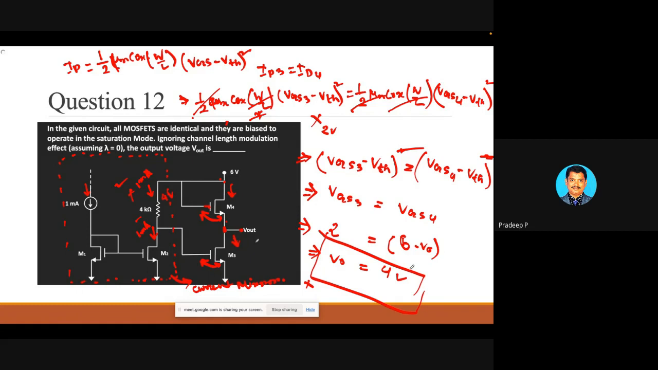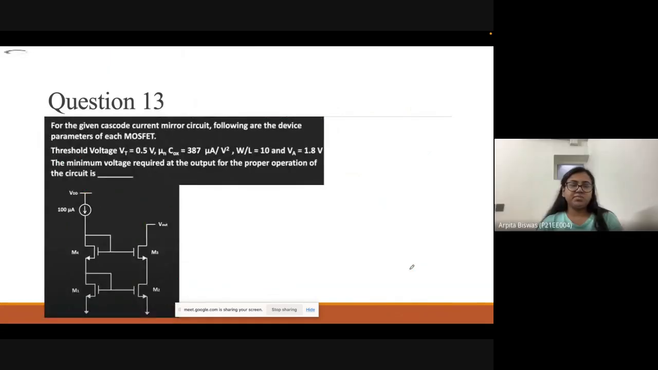Yes, ma'am. So this is question number 13. For the given cascode current mirror circuit, the following are the device parameters of each MOSFET. Threshold voltage is 0.5 V, mu n COX is 387 microamps per volt square, W by L is 10, and VA, the Early voltage, is 1.8 volt. The minimum voltage required at the output for proper operation of the circuit is dash.